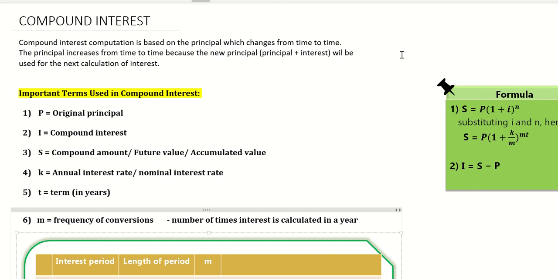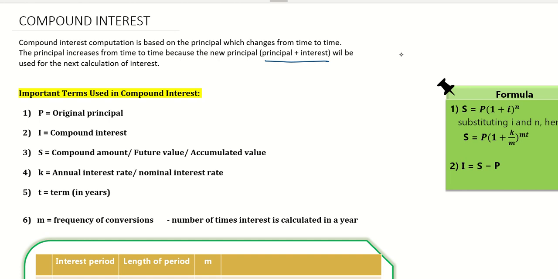Previously we have learned simple interest, where the computation must be based on the original principle, meaning the principle does not change from time to time. In contrast, the calculation of compound interest is based on a principle which changes or keeps increasing from time to time, because the new principle, which is the principle plus interest, will be used for the next calculation of interest.